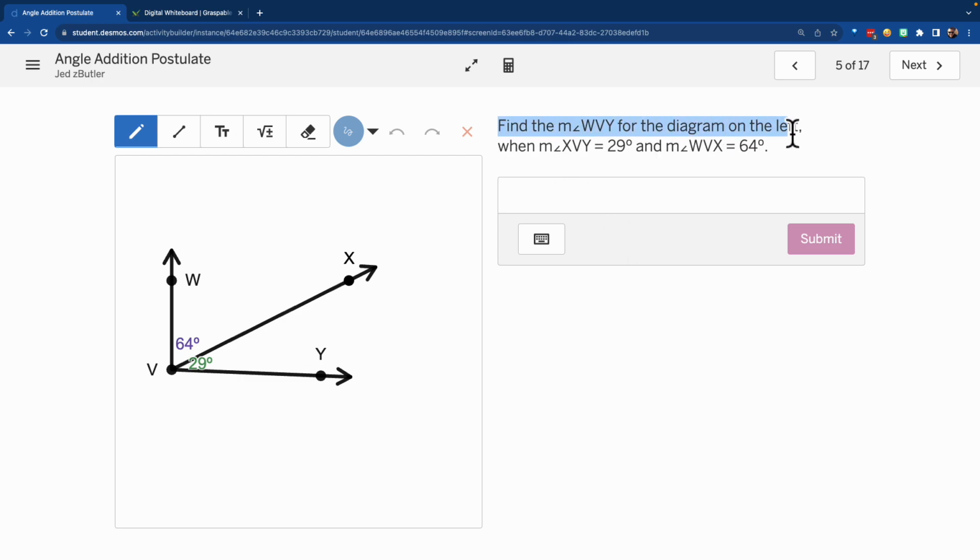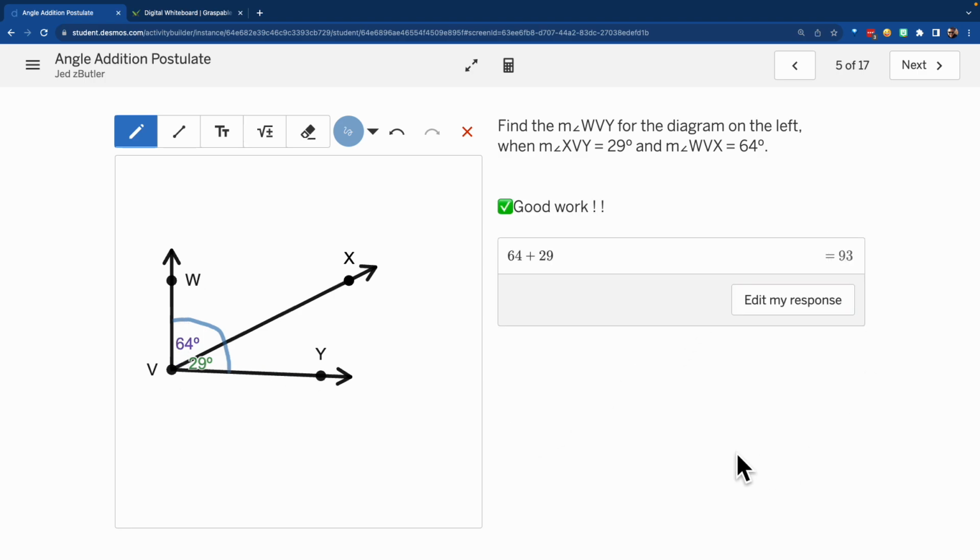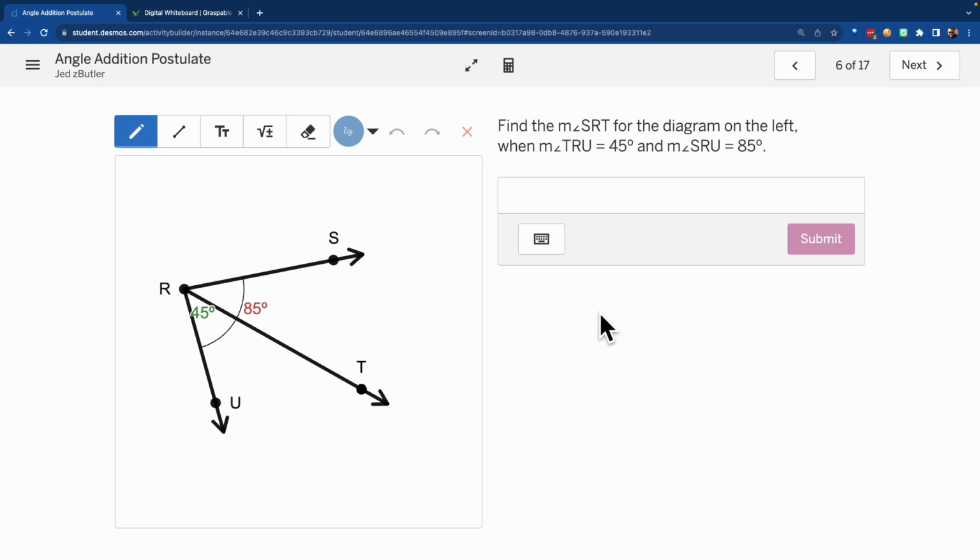Find the measure of WVY for the diagram on the left, when XVY is 29 degrees and WVX is 64 degrees. So WVY, that's the whole thing. That's all the way around like this. That means I'm going to put those two things together. 64 plus 29 gives me 93, which makes sense because a 90-degree angle is like a right angle corner, and it's about that. So that's good.